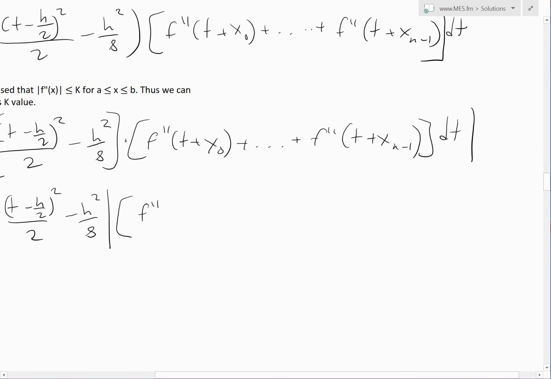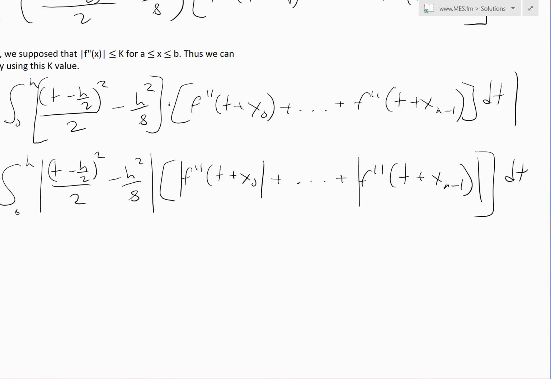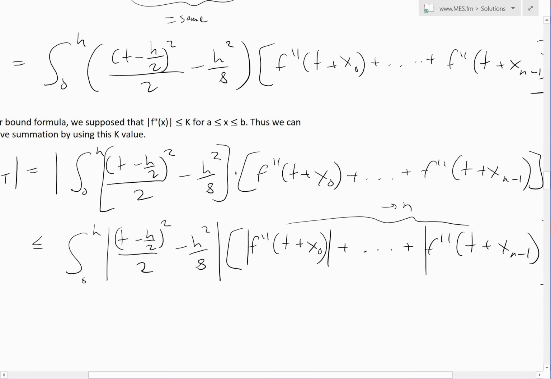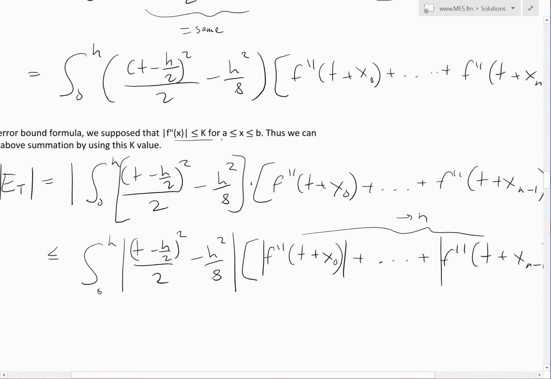Now we'll have put this right here, t plus x is 0, absolute value, etc. And then like this, t plus x minus 1, absolute value, and then dt. So these are all absolute values, and now again there are n of these intervals like this, and now what we're going to do is utilize the fact that we're supposing k is greater than or equal to this.